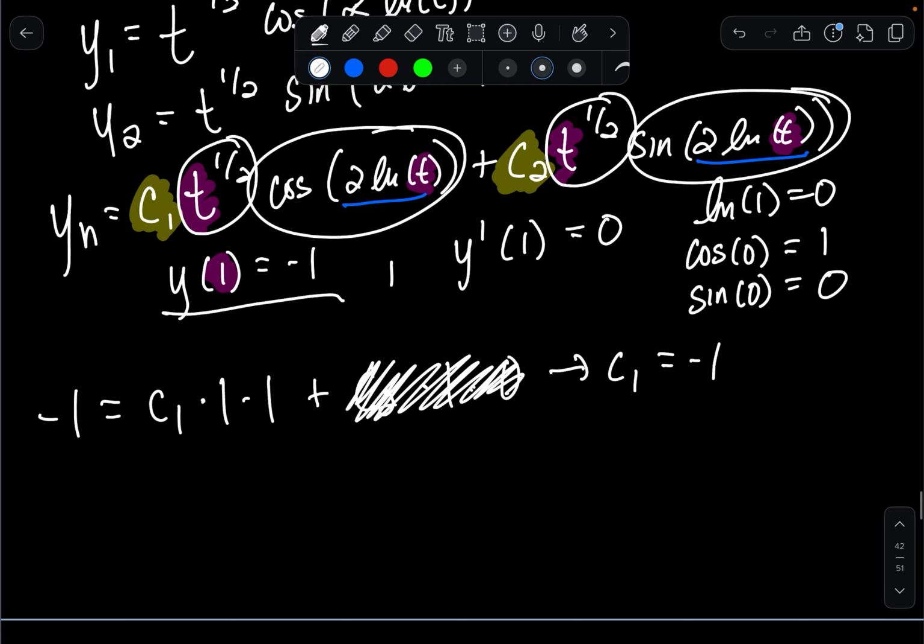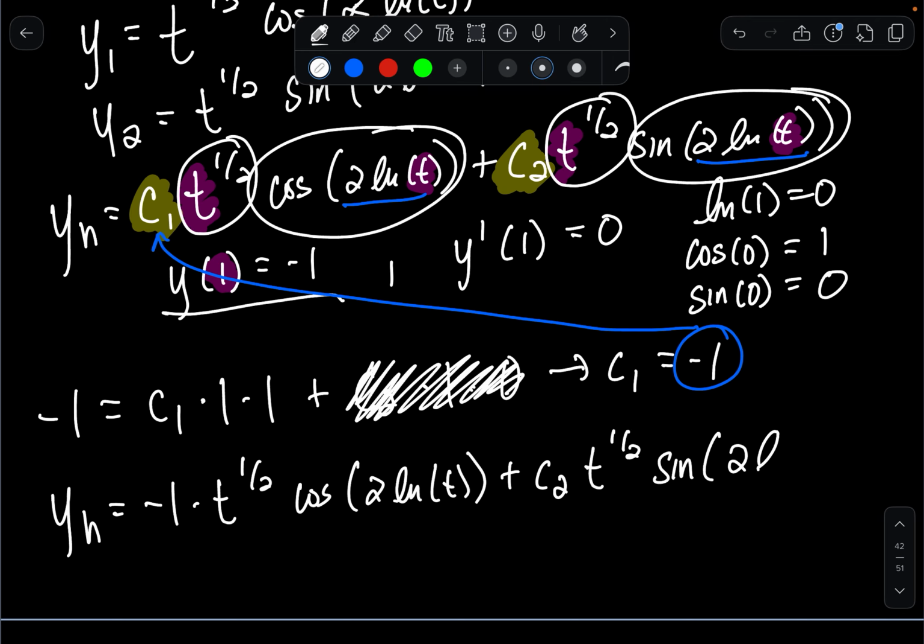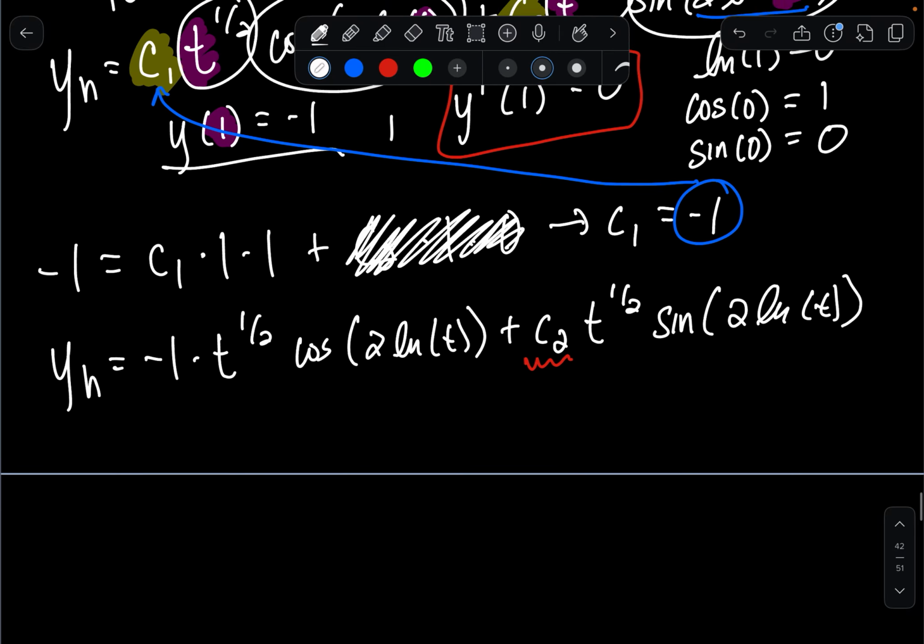All right, so we're halfway there. Our homogeneous solution, I'm going to rewrite it with this negative 1 plugged in here, gives us negative 1 t to the 1/2 cosine of 2 natural log of t plus C2 t to the 1/2 sine of 2 natural log of t. Now we need to use this second condition, the derivative condition, and that will allow us to find what this C2 is.